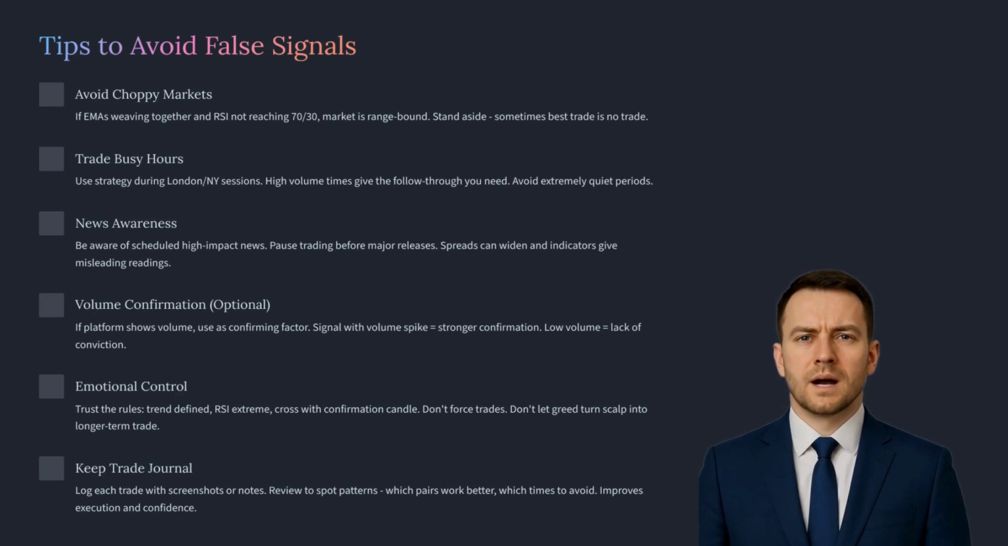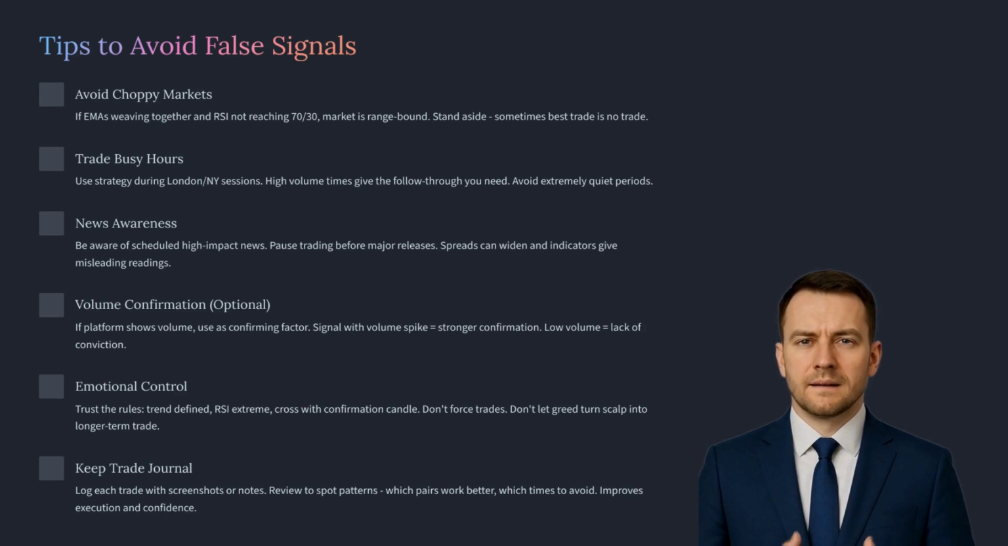Volume confirmation, optional. If your platform shows volume or tick volume, you can use it as a confirming factor. For instance, if you get a buy signal, an RSI cross-up, and it coincides with a volume spike, that's a stronger confirmation that the move is real and lots of traders are also stepping in. Low volume on a signal might mean a lack of conviction. This is a more advanced filter and not strictly necessary, but worth mentioning. On many Forex platforms, actual volume isn't available, but you might use a proxy like the volatility of the candle or a volume indicator if provided.